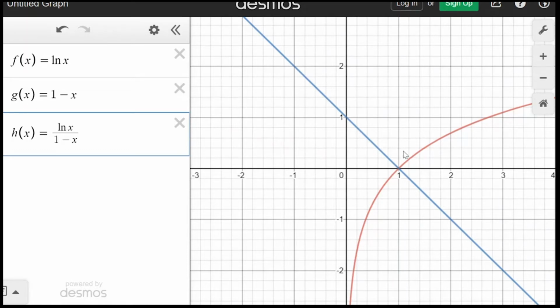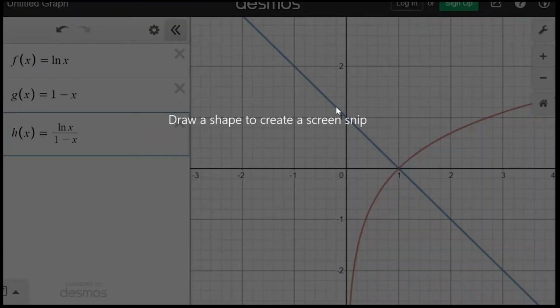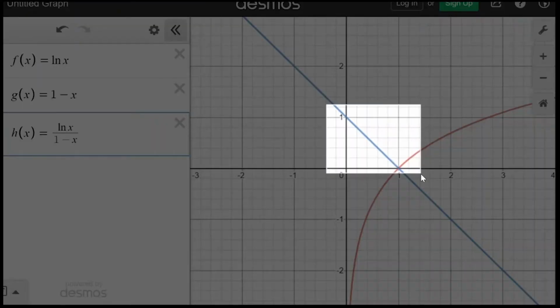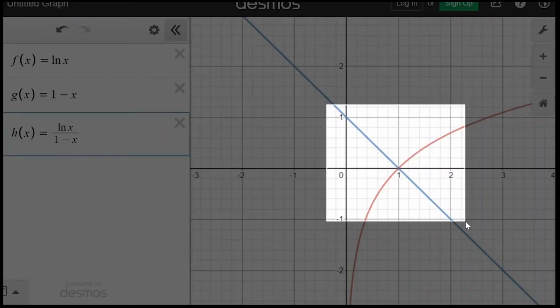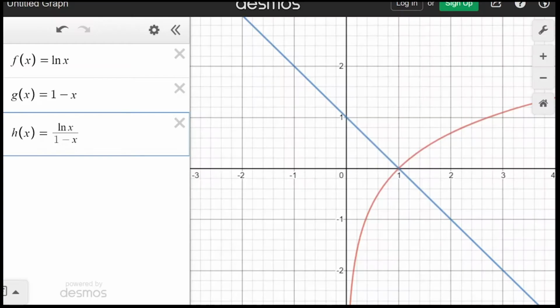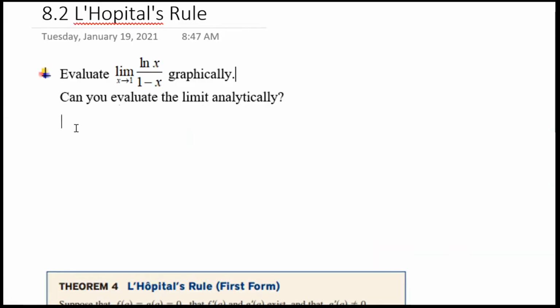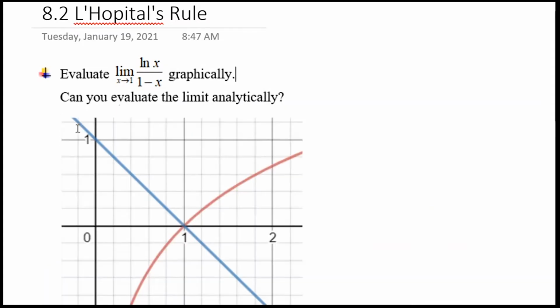Okay, I'm going to copy this thing. Snipping tool is not always working now. Let's just zoom into right here and we'll go back to the, okay.